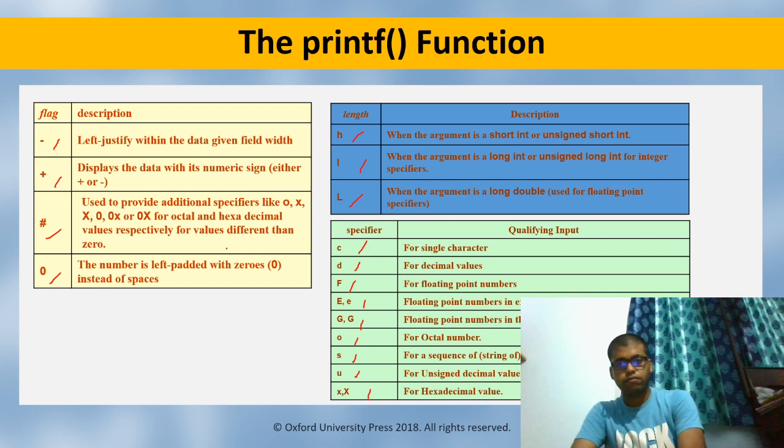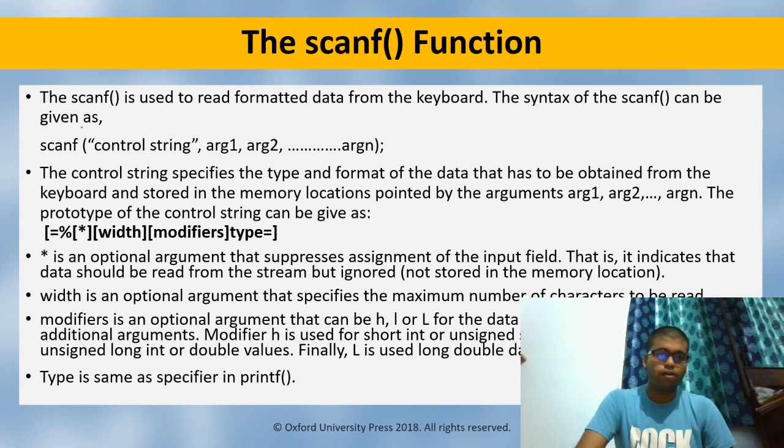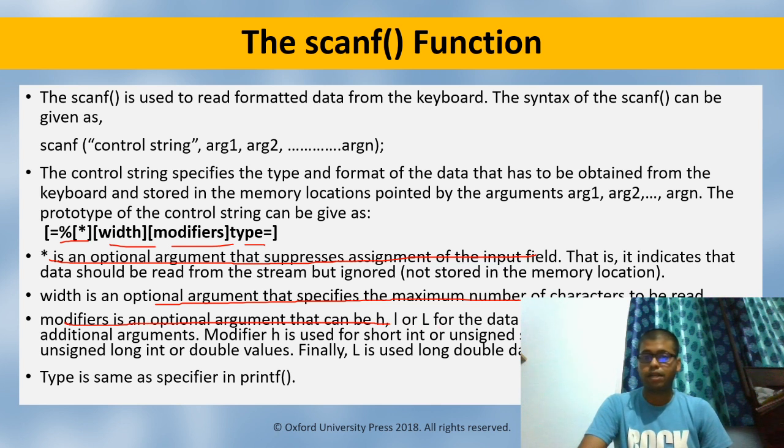Now we go to scanf. You already know these things. Scanf starts with percent, then star, width, modifier, type. The star is an optional argument which is used for pointer cases. Width is the optional argument of the specific number of characters to be used. Modifiers is an optional argument that can be h, small l and capital L, which gives the length. And the specifier type is %d, %s, like that.